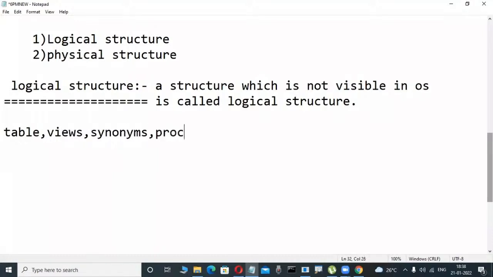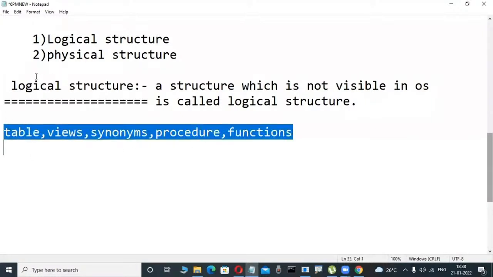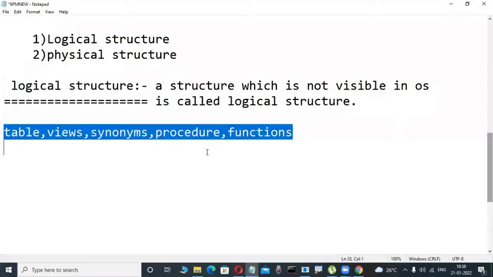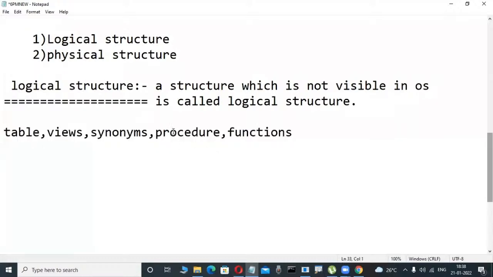So many things are there. Procedures are there. Functions are there. Triggers are there. Packages are there. These are all logical structure. That is not visible in the operating system. Whatever objects we are learning in our course, so many objects, those are not present in the operating system.